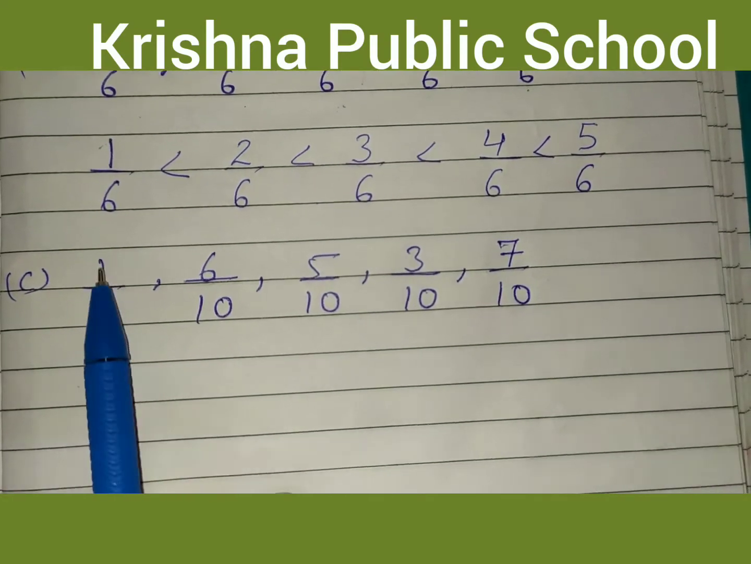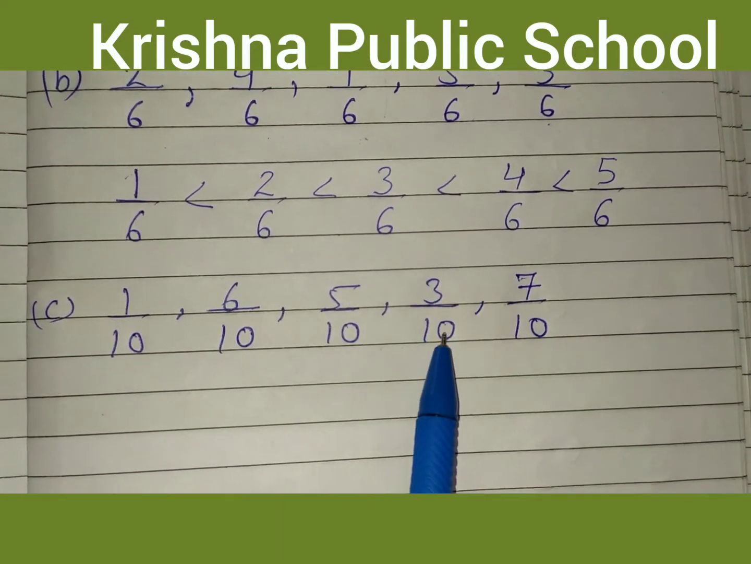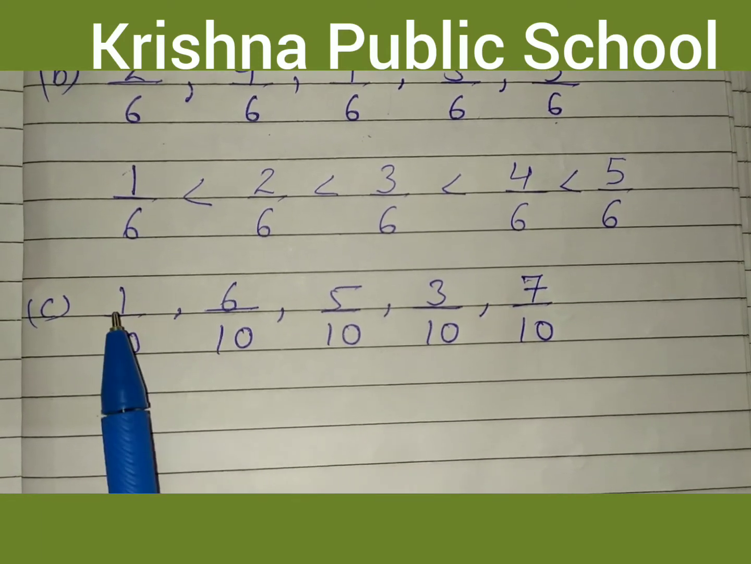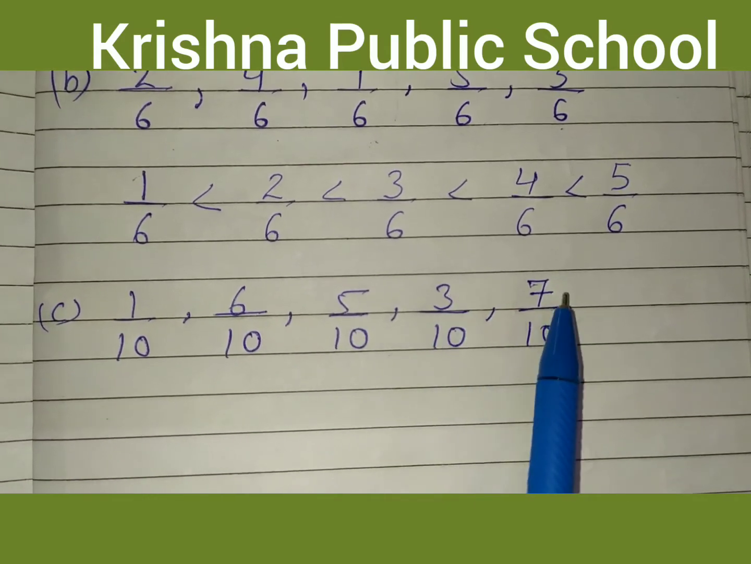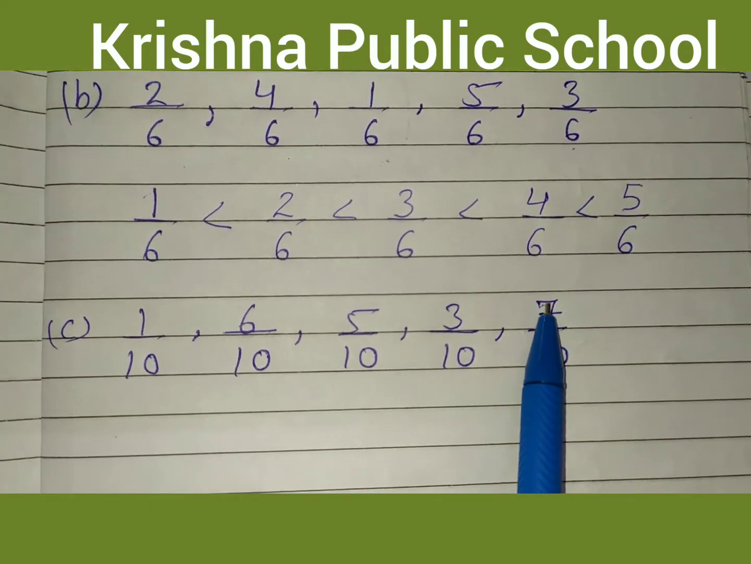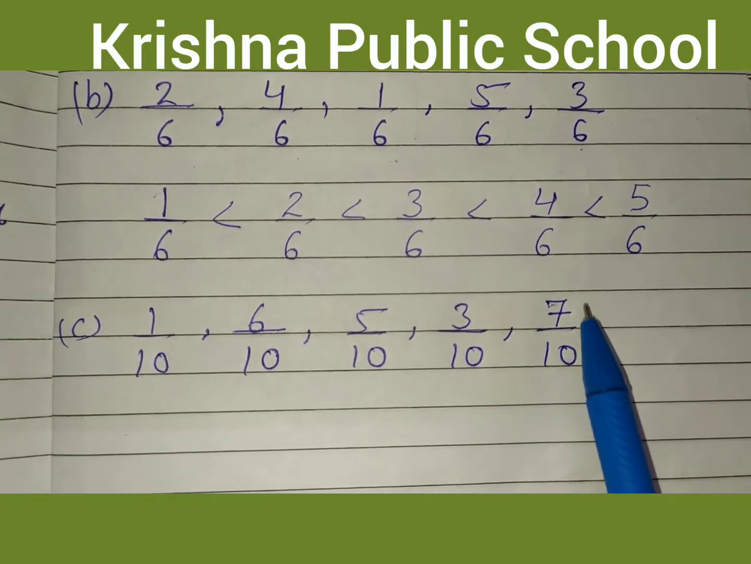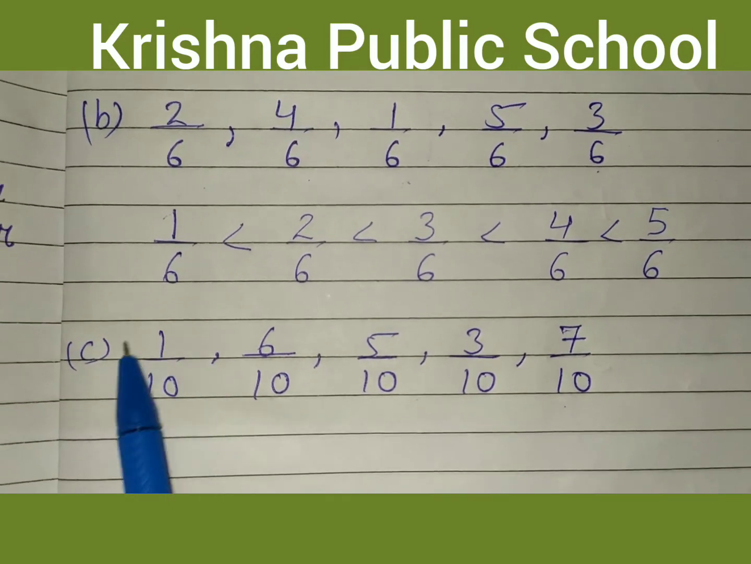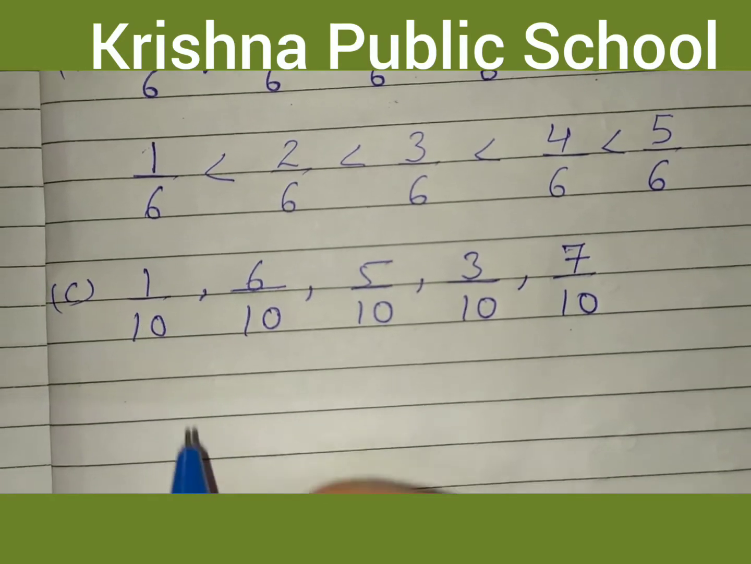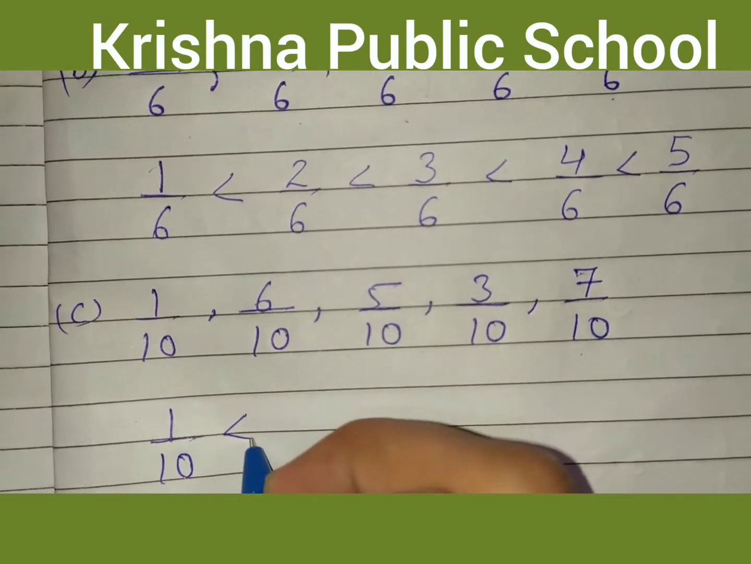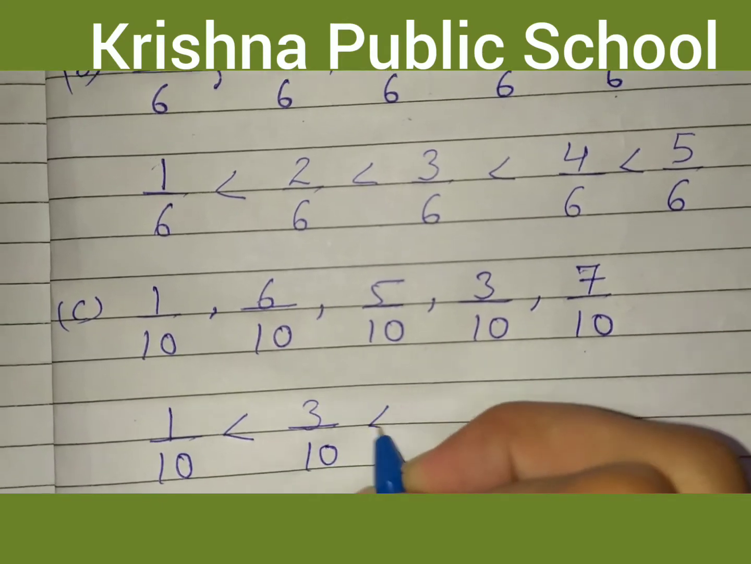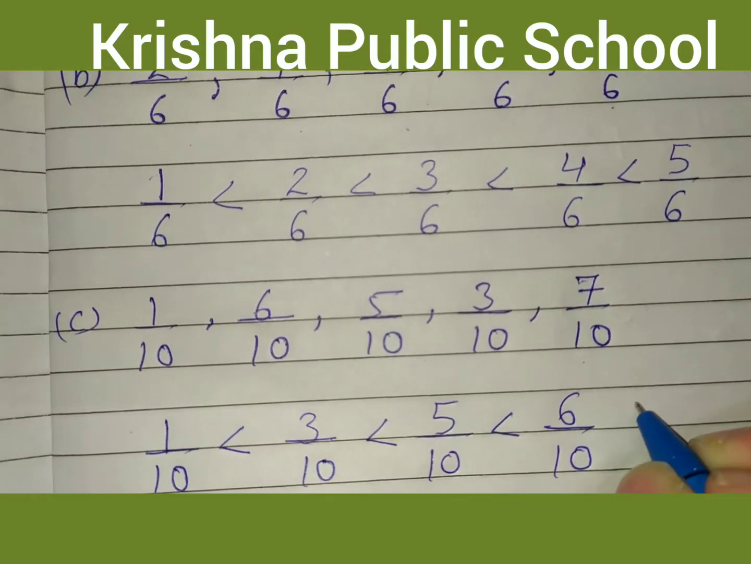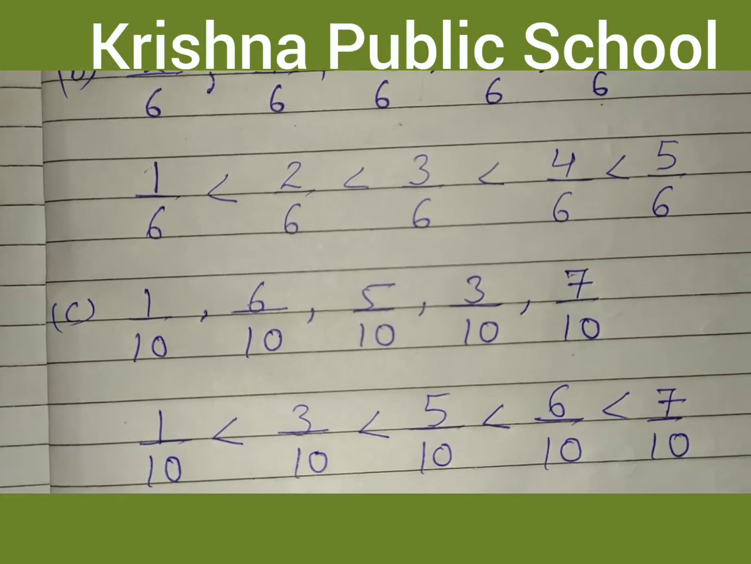Next is 1 upon 10, 6 upon 10, 5 upon 10, 3 upon 10, 7 upon 10. The denominator 10 is common. So compare numerators 1, 6, 5, 3, 7. The numerator 7 is greater, so this fraction is greatest. And the numerator 1 is smaller, that is why this fraction is smaller. Firstly write 1 upon 10. Then write 3 upon 10. Then write 5 upon 10. Then write 6 upon 10. And the largest fraction is 7 upon 10. This is the answer. Okay, children?